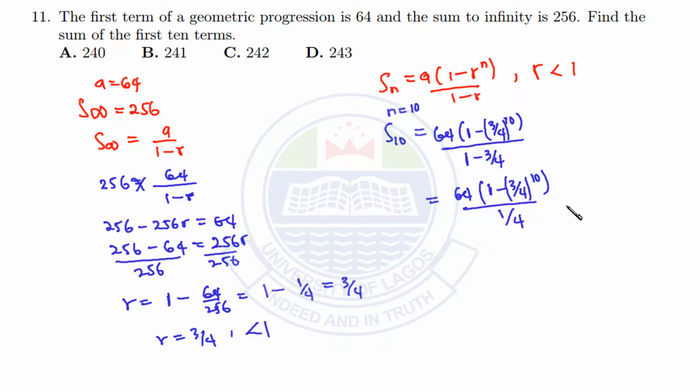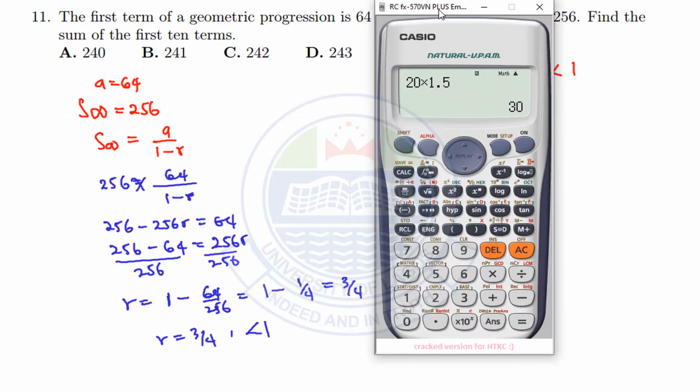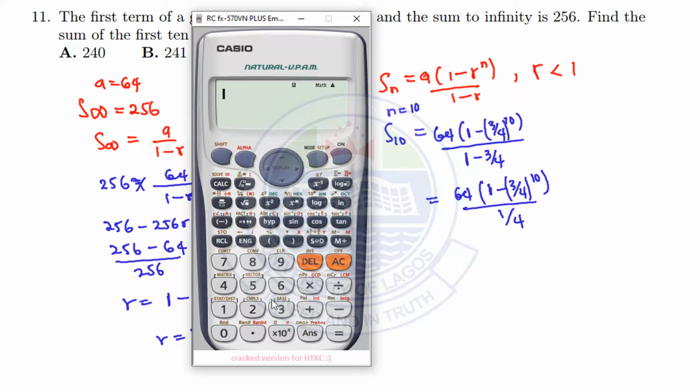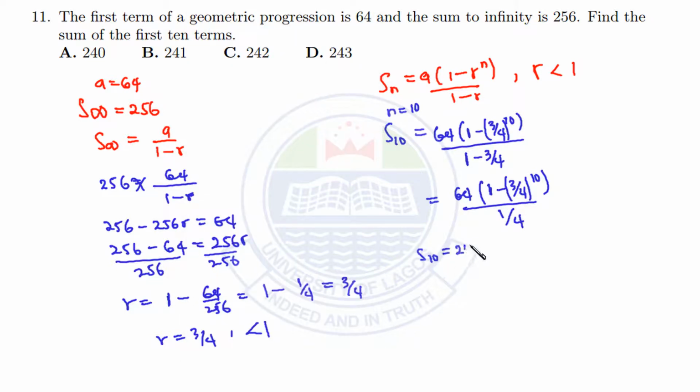And if I use my calculator, so let's try to press this in our calculator. So we have 64 open brackets 1 minus 3 over 4, everything raised to power 10, then divided by 1 over 4, because 1 minus 3 over 4 will give us 1 over 4. So this gives us 241.5, which is approximately 242. So we have S10 is 241.5, which we can approximate towards 242. So the correct option here is C.